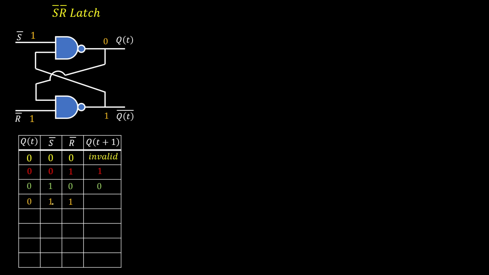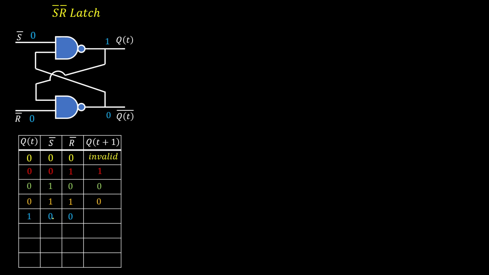Present state is 0, inputs are 1, 1. QT and QT bar go to the feedback. For the second NAND gate, one input is 0, so output is 1. For the first NAND gate, both inputs are 1, so output is 0. QT is 0 and QT bar is 1, meaning they are complement. So this is a valid state. For present state 0, inputs 1, 1, next state is 0.